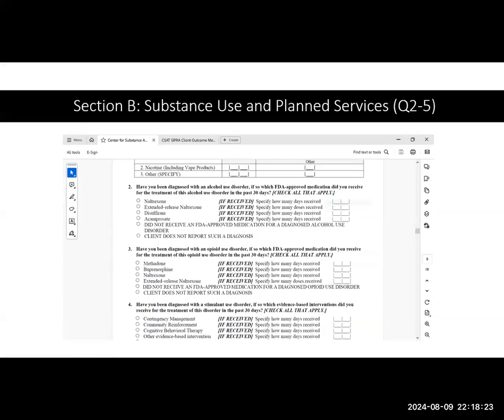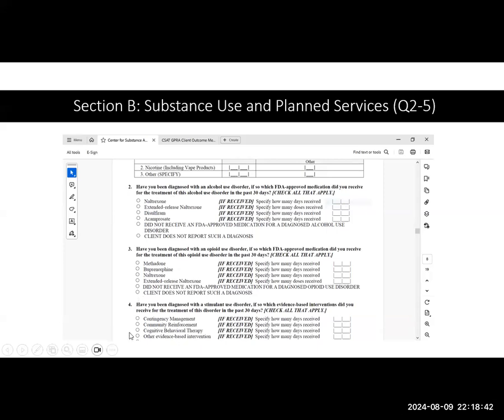For questions 2 through 5, the intent of these questions is to understand if the client's been diagnosed with, we'll say for question 2, an alcohol use disorder. For question 3, they ask about an opioid use disorder. For question 4, a stimulant use disorder, and you can't see it here, but question 5, a tobacco use disorder.